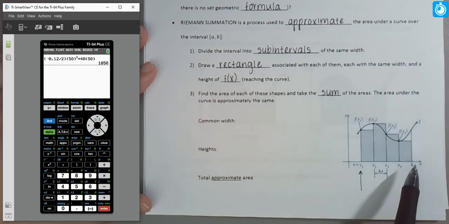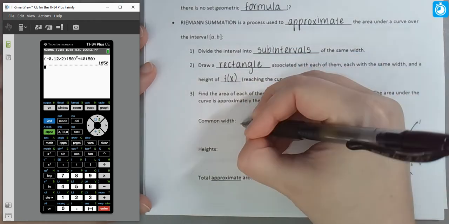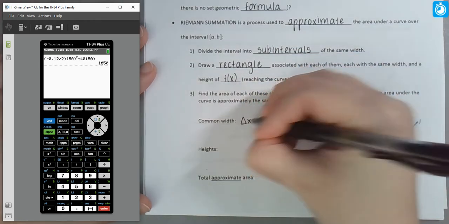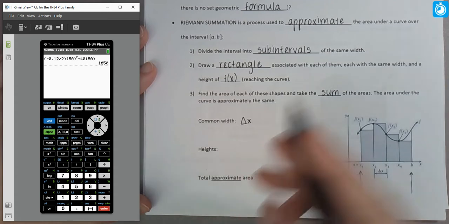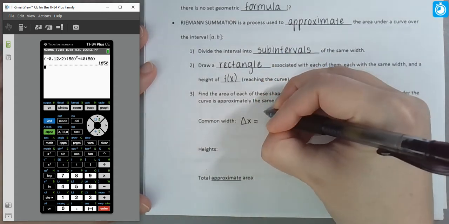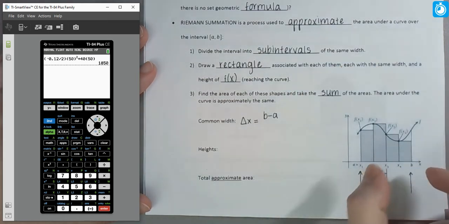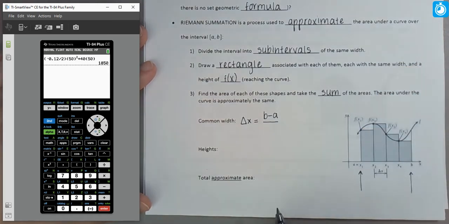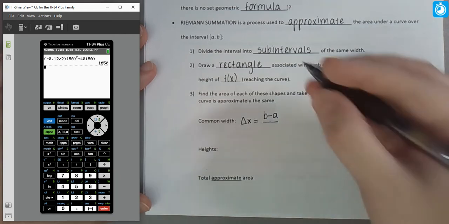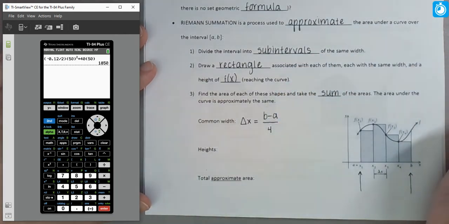That's going to be the width we break that whole interval down into. We're going to label this as delta x, change in x, because it's going to tell us how much we change to go from one x value to the next. And that's going to be a constant value as we transition across the whole interval. So delta x is defined as b minus a, the total width of the interval, divided into the number of subintervals we want. In this case, we divided it into 4 subintervals, so we would divide it by 4.